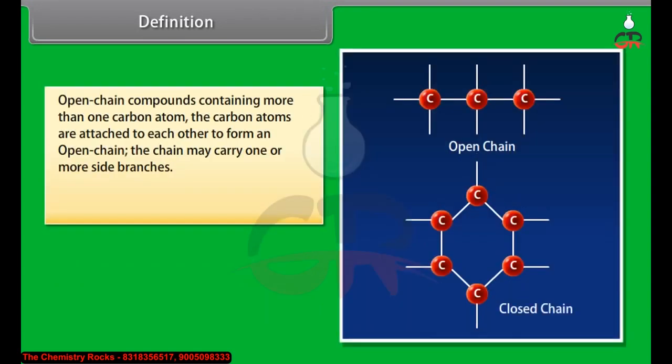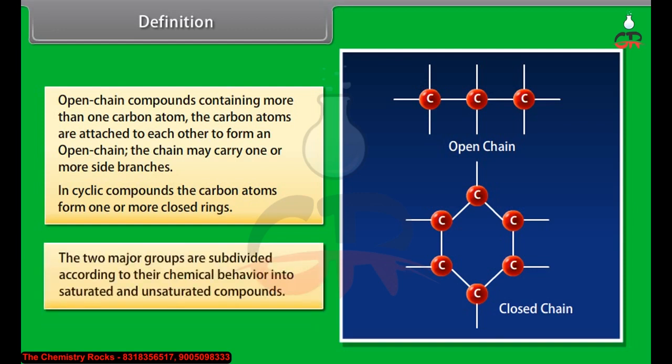Open chain compounds containing more than one carbon atom: the carbon atoms are attached to each other to form an open chain. The chain may carry one or more side branches. In cyclic compounds, the carbon atoms form one or more closed rings. The two major groups are subdivided according to their chemical behavior into saturated and unsaturated compounds.